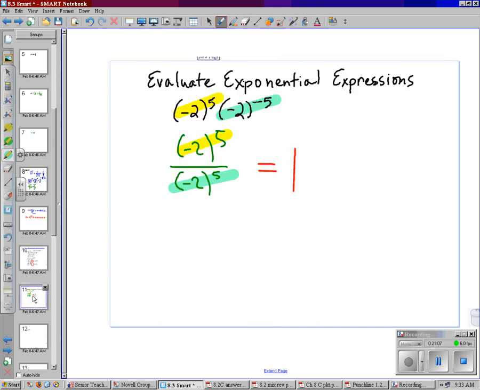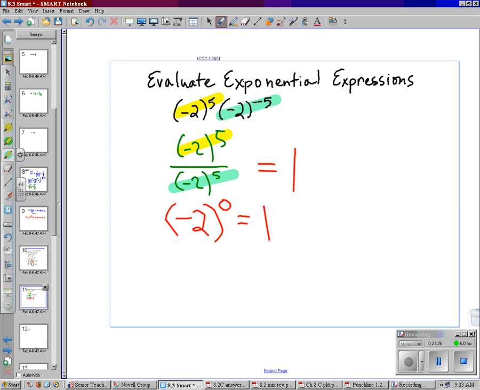All righty. I have the same base, correct? Mm-hmm. What's 5 minus 5? 0. So I have negative 2 to the 0 power. Shouldn't that be equal to? 1. 1.